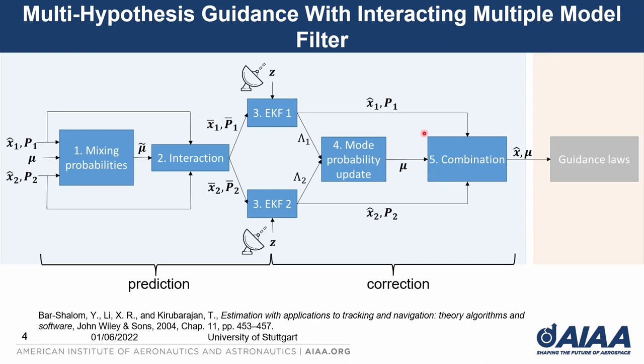In the last step, the estimate for the state x hat and the covariance matrix P are weighted by the respective entries of the mode probability vector mu to form a new estimate for the state x hat and the covariance matrix P, which are then used in the multiple parallel guidance laws.